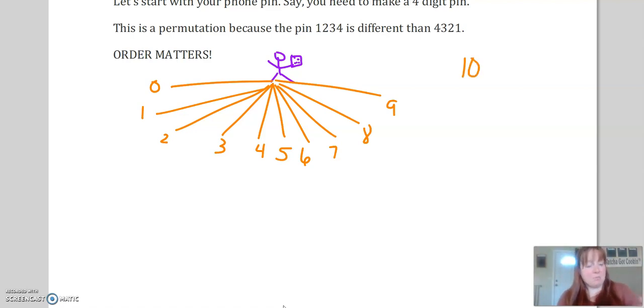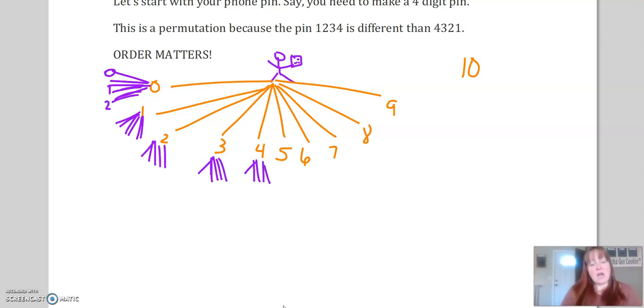What about for the second number? Well, you could do 0, 0. You could do 0, 1. You could do 0, 2. You see how this is going to get out of hand really quickly? Because imagine each of these is going to have 10 options, because I could do 0, 0, 0, 1, 0, 2, 0, 3, 0, 4, 0, 5. I could do any of those. I could do 1, 1, 1, 0, 1, 2. I could do all of those.